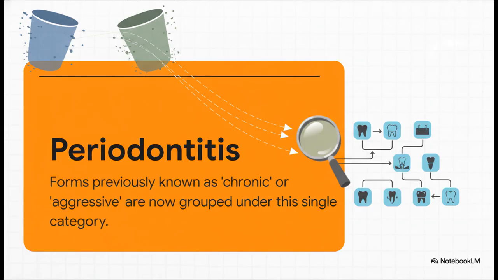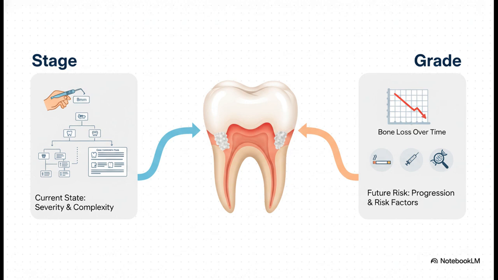Okay, so this is the first huge takeaway. We don't have those separate buckets anymore. Now everything starts under one big umbrella diagnosis: periodontitis. It's a simple starting point, I know, but all the juicy details come right after. And those details are staging and grading. Just think of it like this. Staging tells you what's happening right now. How severe is the disease and how complicated is it going to be to treat? Grading, on the other hand, is like our crystal ball. It tells you about the biology of the disease, how fast it's moving, and what the patient's future risk looks like.